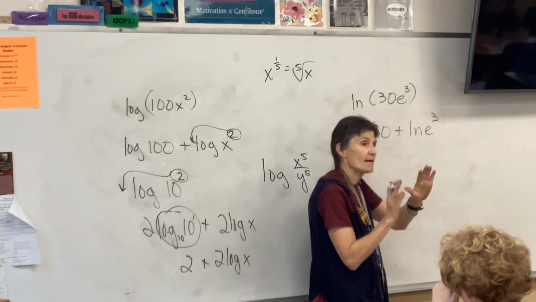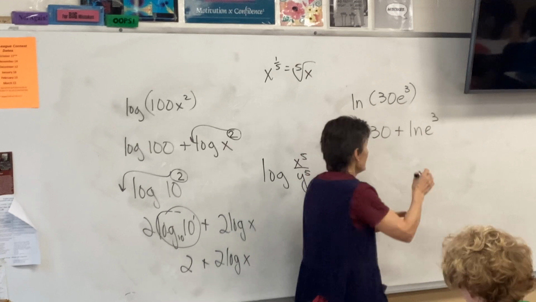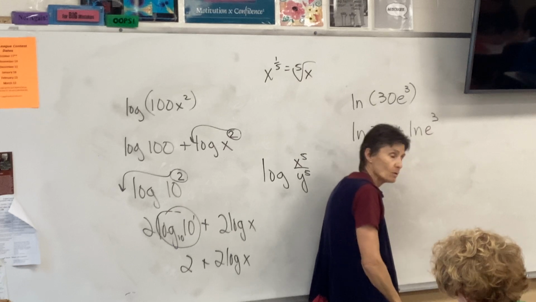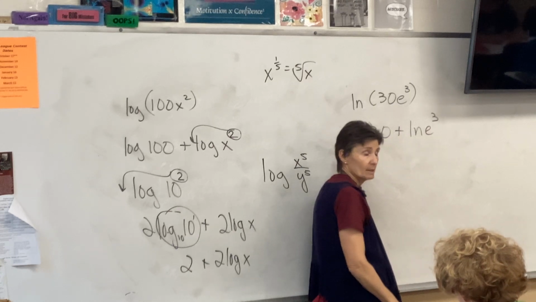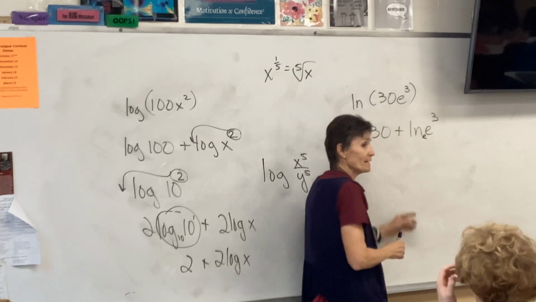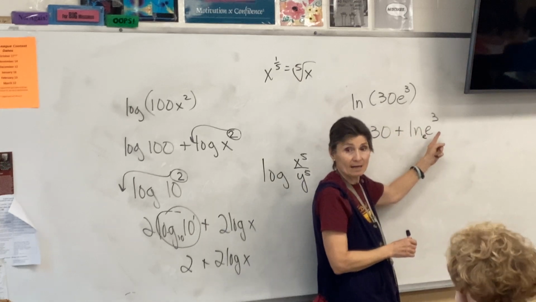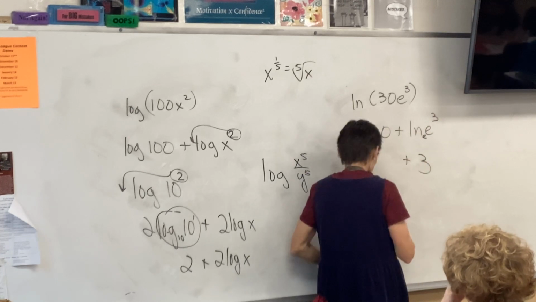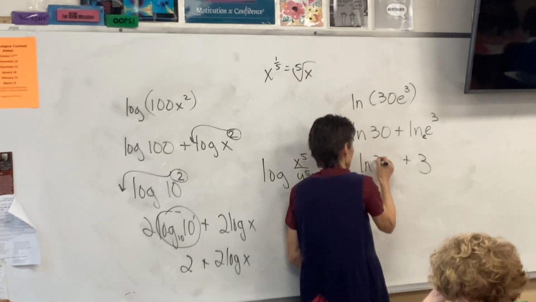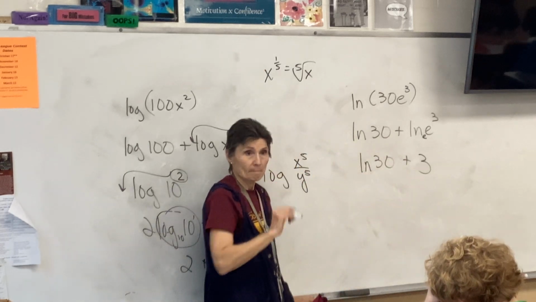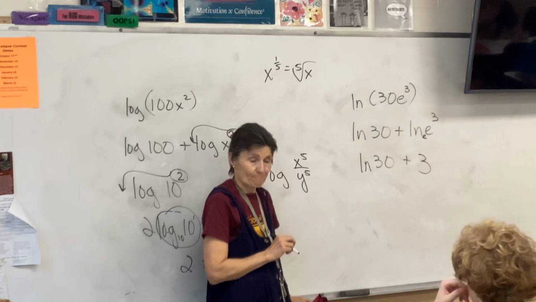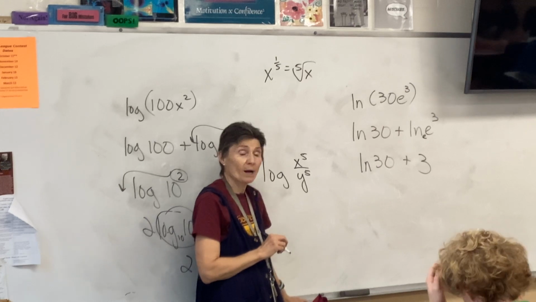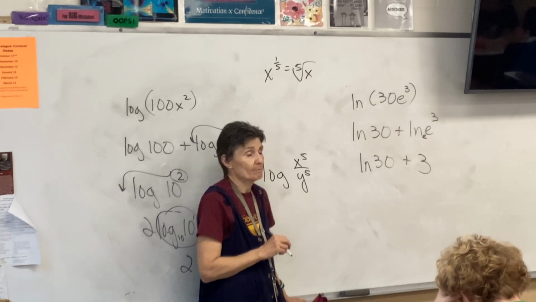I'm going to challenge you and say, wait a second, why waste the time? Because what's the base on this? E. Jose, that's an ln. That's e. What is log base e of e cubed? 3. Isn't that just 3? So your answer is ln 30 plus 3. If we change the ln to log e, do we have to switch it back to ln for our answer? No. You can always rewrite ln as log base e.